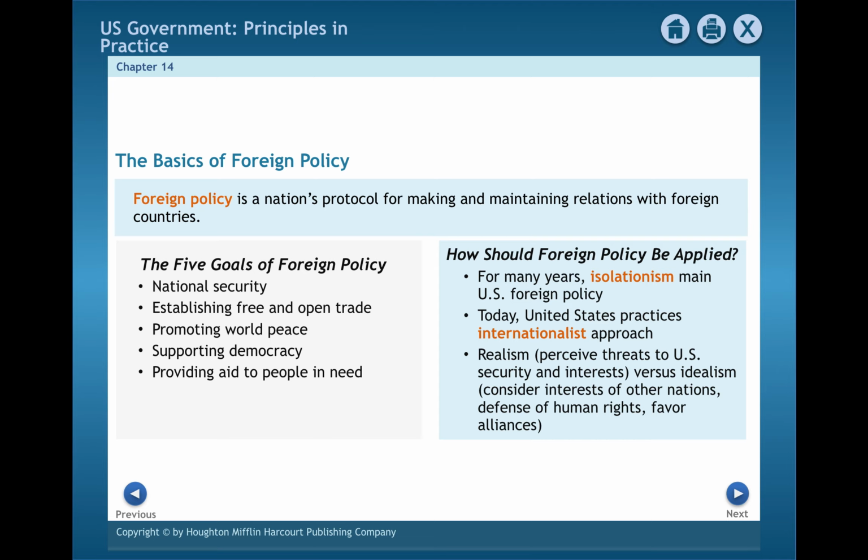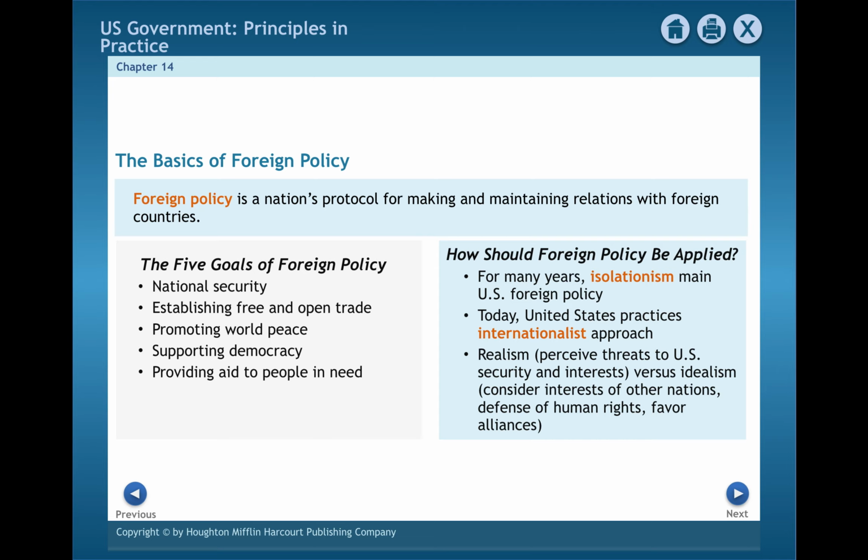A nation's foreign policy reflects its own values, and this is true for the United States. Our foreign policy reflects American political values, such as believing in democracy, for example. There are 5 goals of foreign policy. And the 5 goals of foreign policy for the United States, first is national security.